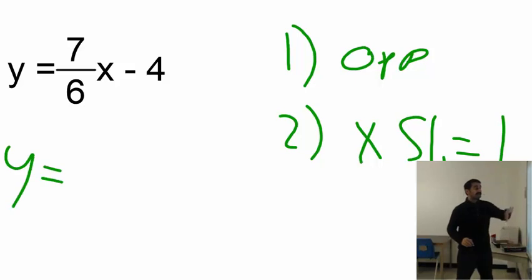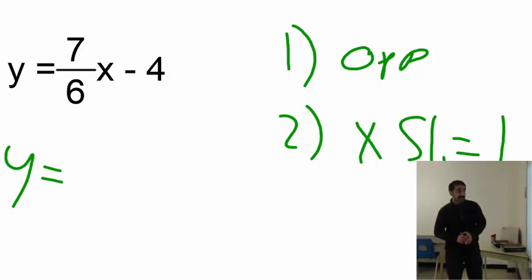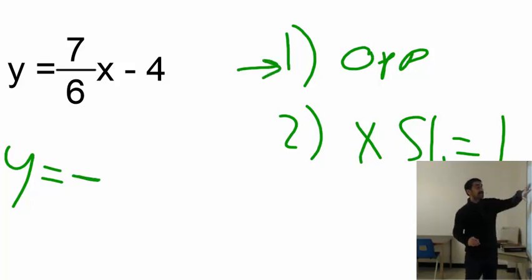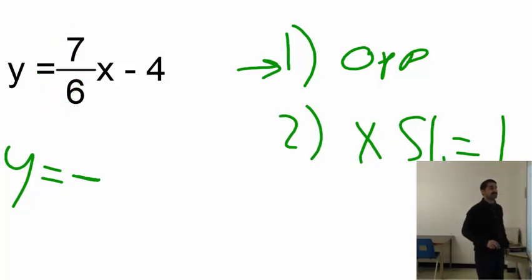Now, we've got an equation here, 7 over 6x minus 4. How can you create a perpendicular line? Opposite sign, that's rule number 1. So I don't see any sign here. That means it's plus. So the opposite sign is negative. I just wrote that down.